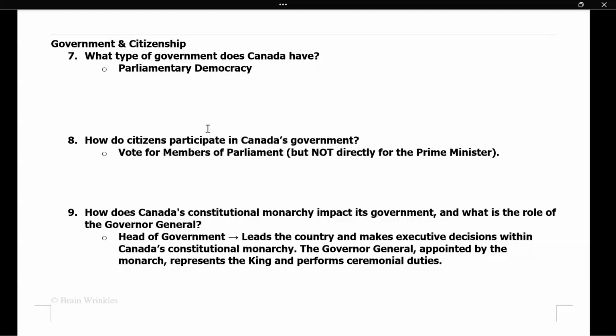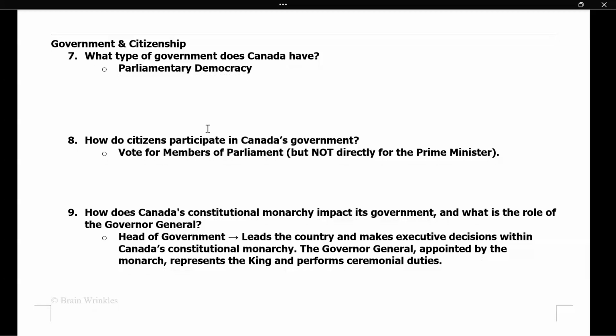Again, they vote for members of parliament. The citizen of Canada does not get to choose prime minister. They get to choose the parliament, and then they are going to get the majority vote and make that person prime minister. But again, citizens do not directly vote for prime minister.